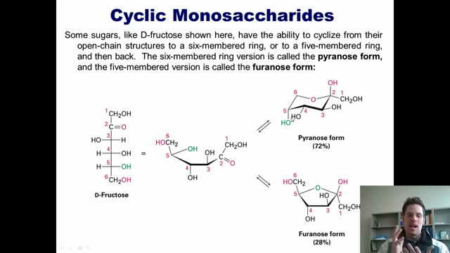So in reality, how does D-fructose exist in solution? It actually exists going back and forth between both of these two ring structures, the pyranose form and the furanose form, with the open chain form existing transiently as an intermediate between the two.